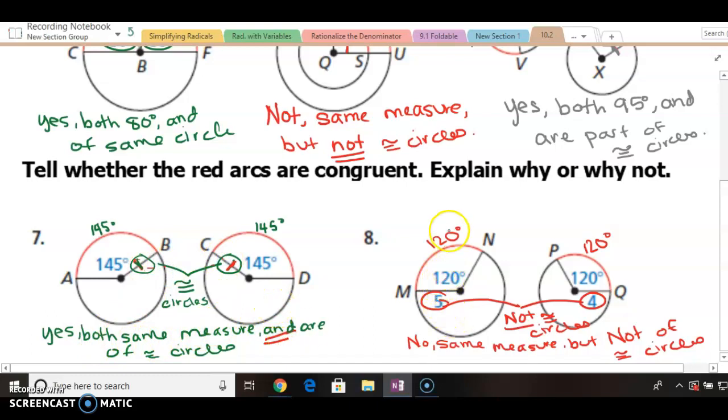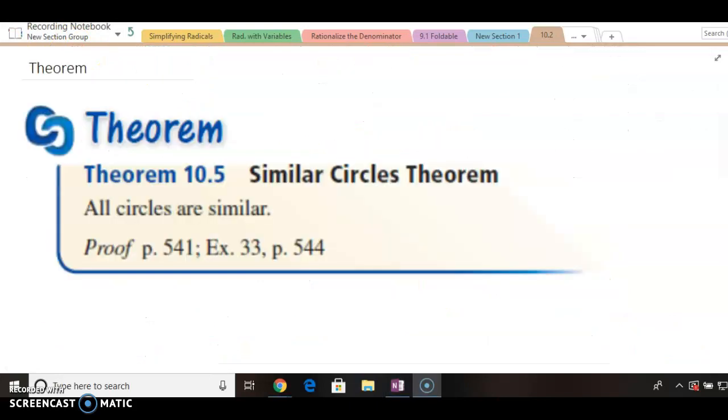Okay, 8, 120 degrees and 120 degrees, so I checked that box. But notice that the radius of the circle on the left is 5 and the radius of the one on the right is 4. So these are not congruent circles, and therefore the arcs are not congruent. They do have the same measure, but the circles are not congruent.